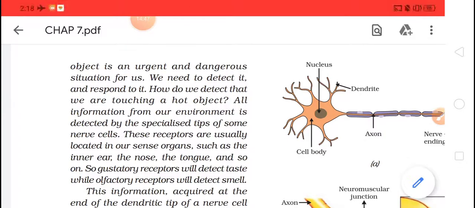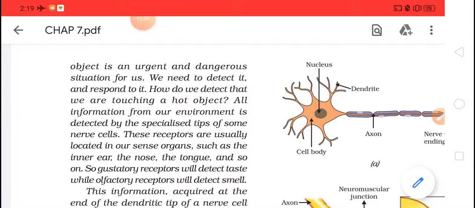I'll explain one by one. Eye. If you see an apple with your eye, what will your eye do? The eye will take the picture of that apple, and your eye has receptors present. That receptor will take the information towards your brain, and your brain will tell you that this is an apple. So this is your eye receptor.